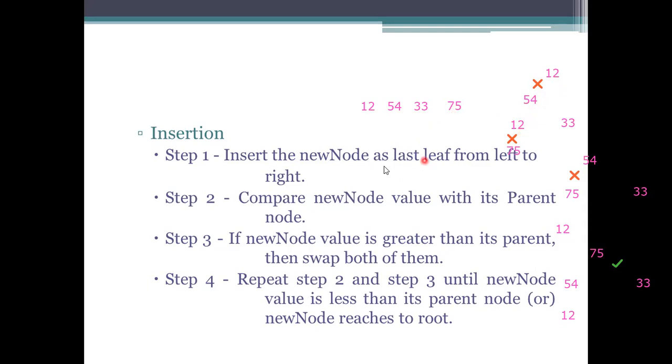So here I have to insert the node as the last leaf from left to right. Already the left child has been filled. So where do I have to insert? I have to insert at the right side, 33. Okay, done. And coming to the next child, which is 75. 75 has been inserted as the left child of this one, because this is the last leaf node we are having.